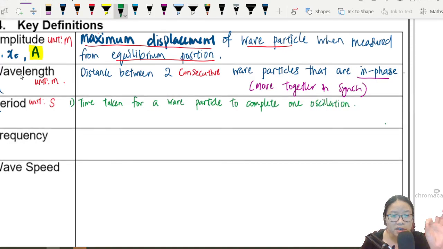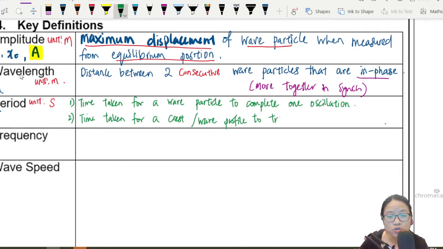Alright, so this is us looking at one particle. But the second way to look at it is to look at the shape of the wave. While that one particle was moving up and down in one complete cycle, the entire wave has shifted from left to right. We can replay it and look at the reference line. This will also be time taken, but now we're looking at the wave shape or the wave profile. So you can say: time taken for a wave profile or a crest to travel one wavelength horizontally.